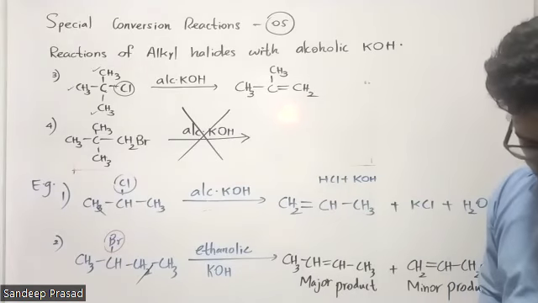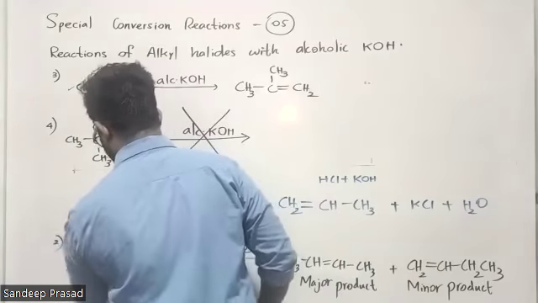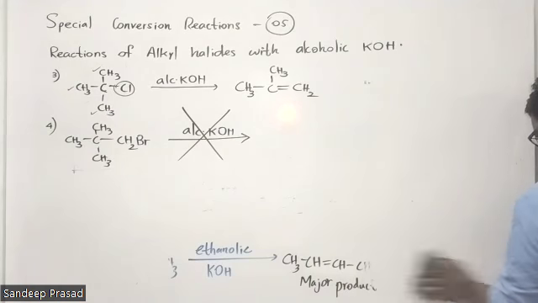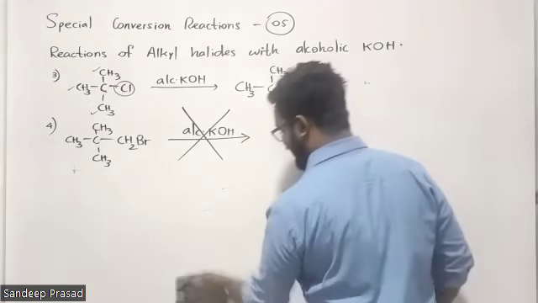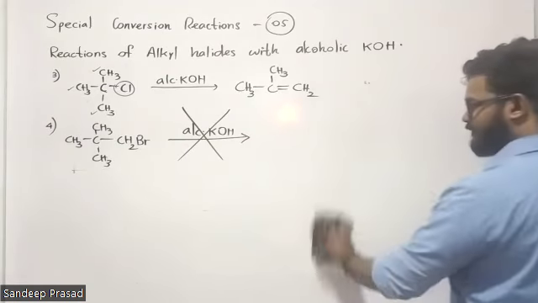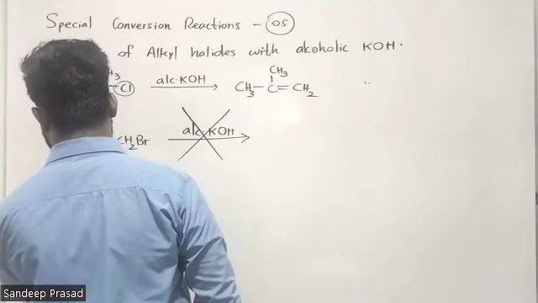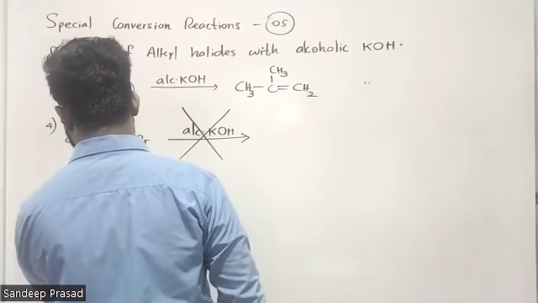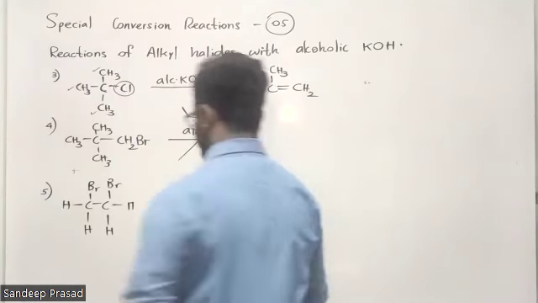Number 4 looks like this. Number 5. Number 5 is interesting. Students, not only just one halide atom. What if we have two halide atoms like this? Number 5. We have two halide atoms like this.